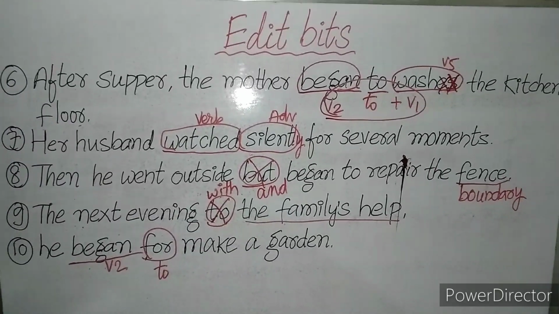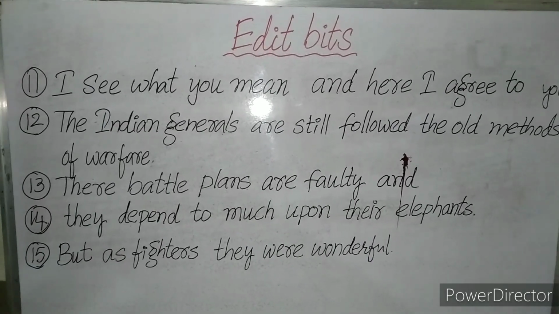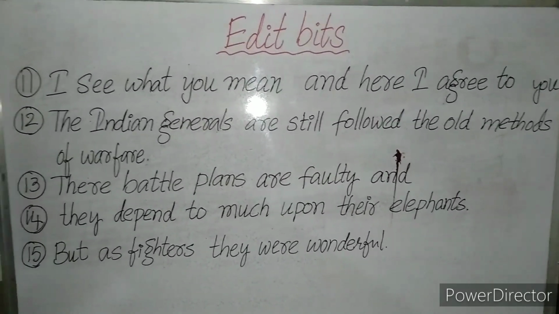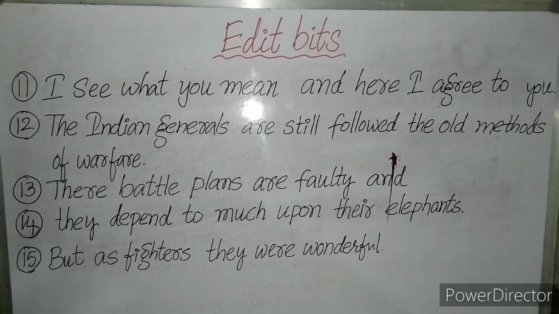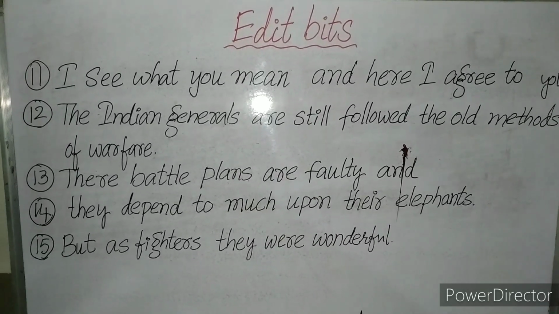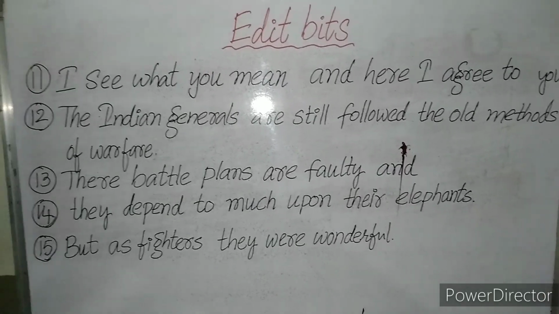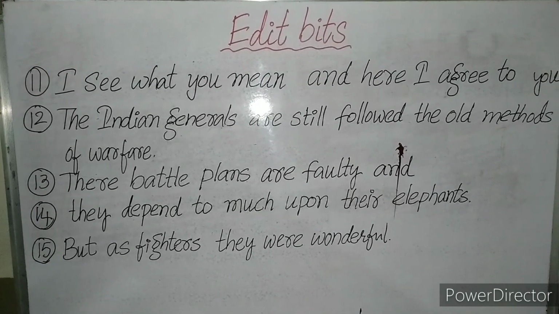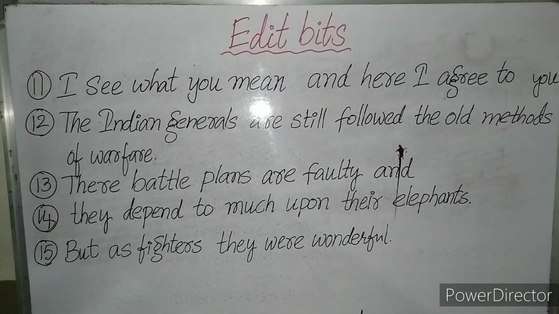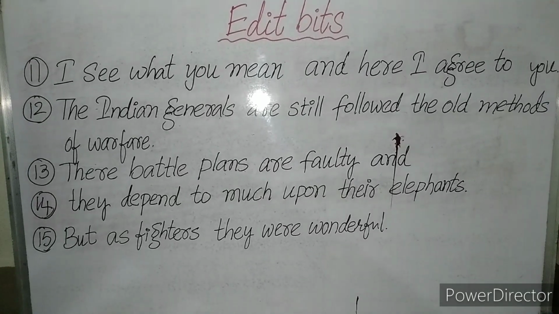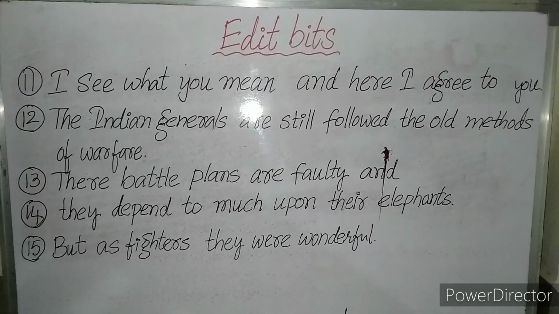Okay, now let's go for the third passage. The 11th one is: I see what you mean and here I agree to you. The 12th one: the Indian generals are still followed the old methods of warfare. The 13th one: their battle plans are faulty. And the 14th one: they depend too much upon their elephants. The 15th one: but as fighters they were wonderful. Now analyze the edit bits. Let's check it out.